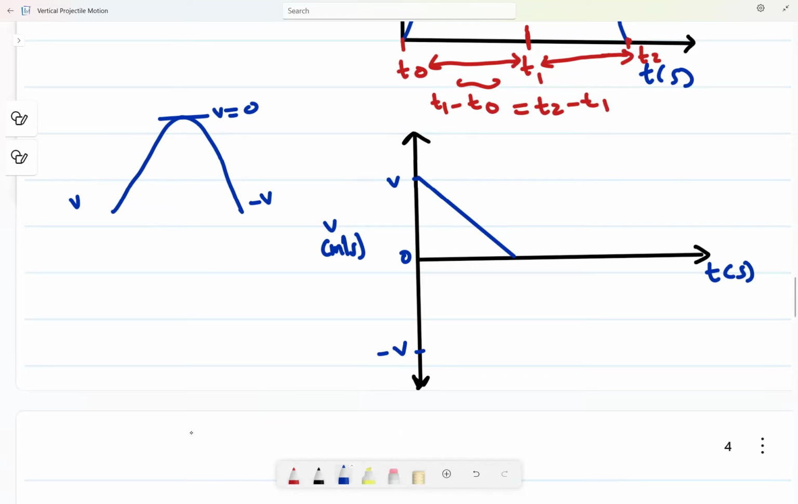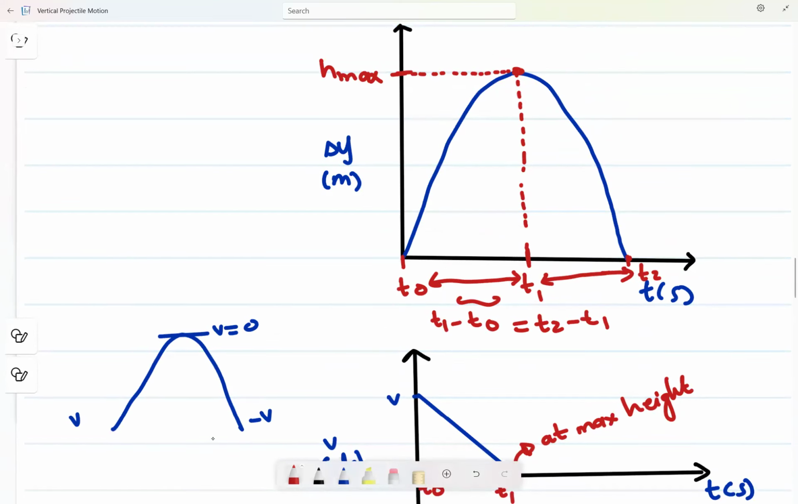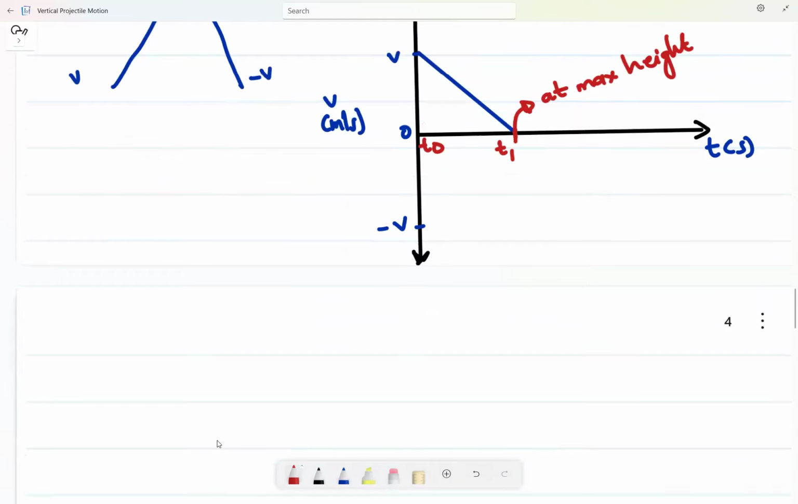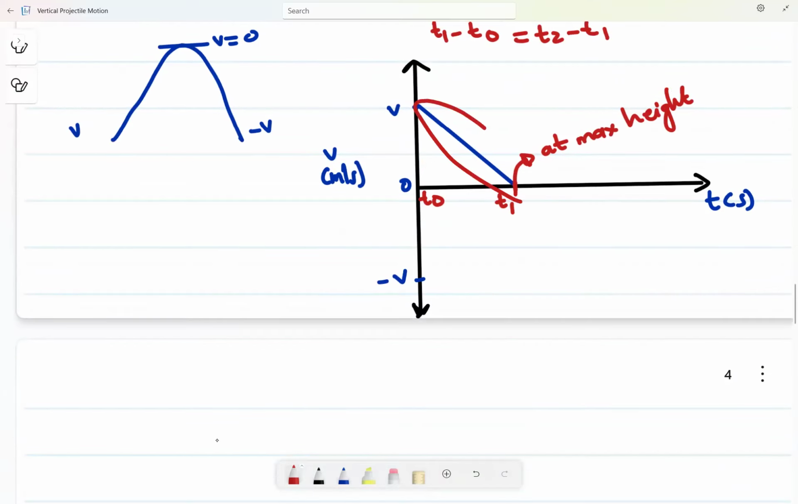This is the maximum height, and this is also time t1. Why is that the maximum height? If you look at this sketch, at this maximum height, what did we say about the velocity there? The velocity is 0 because it will stop momentarily before it goes downwards. So as it moves upwards, the velocity decreases like that until it reaches 0.